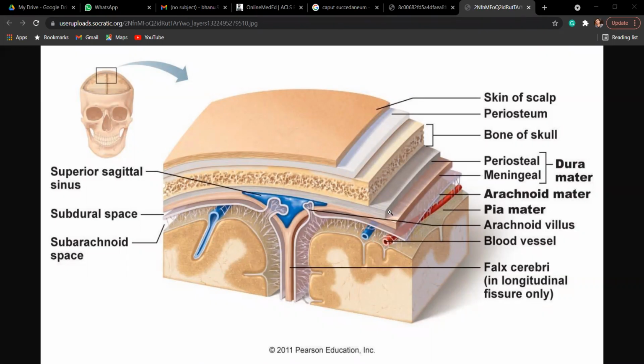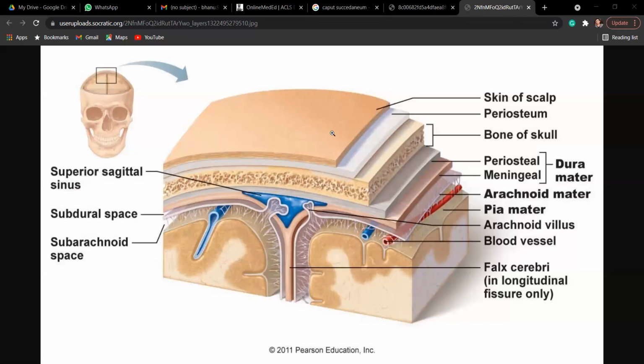After the dura mater, you have the arachnoid mater. As you can see, this is the arachnoid mater. After the arachnoid mater, you have the subarachnoid space, and this is the space where your CSF runs. The blood vessels are also present here in the subarachnoid space. And finally, you have the pia mater. So the dura mater, arachnoid mater, and the pia mater. Before that, you have the periosteum and then the skull.